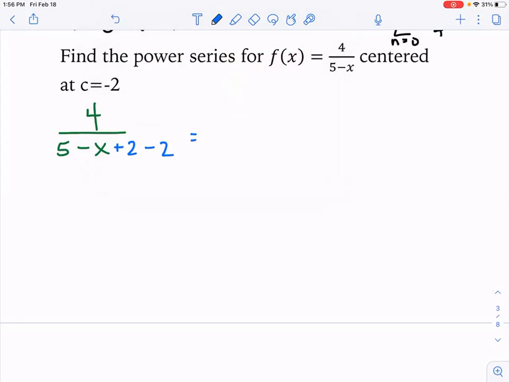Okay. Please make sure that when you do this, we want x plus 2 in parentheses. And there's a subtraction right here. So this is really our -2, which means our +2 gets combined with the 5. Okay, so make sure you think about order of operations. So 4/7 over 1 minus x plus 2 over 7.